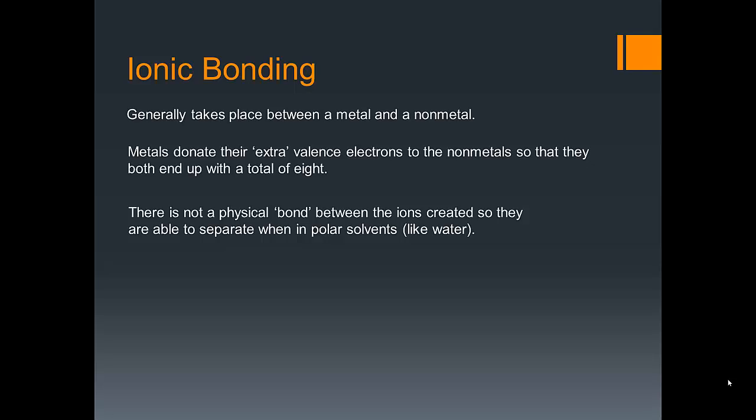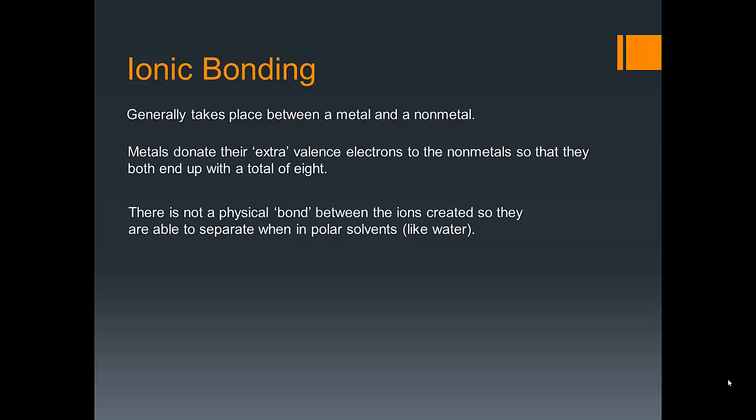The first one we're going to talk about is ionic bonding. So this, again, generally takes place between a metal and a nonmetal. Metals donate their extra valence electrons to the nonmetals, and they both end up with a total of 8, generally speaking. There is not a physical bond between the ions created, so they are able to separate when they're in polar solvents like water.